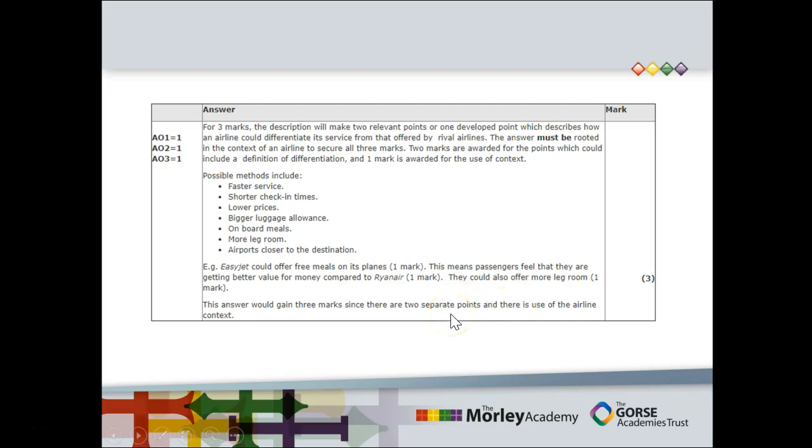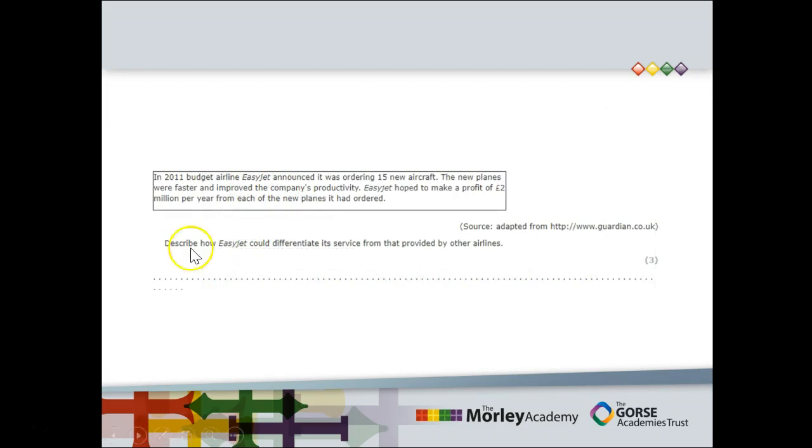There were two separate points, and because it was a describe question, that allowed them to put in two separate points. If it was an explain, you can only make 1 point and develop it twice.